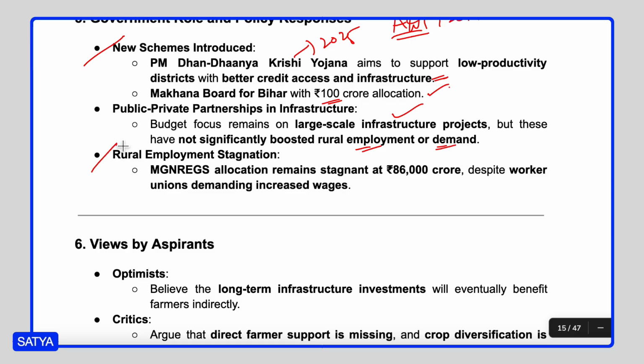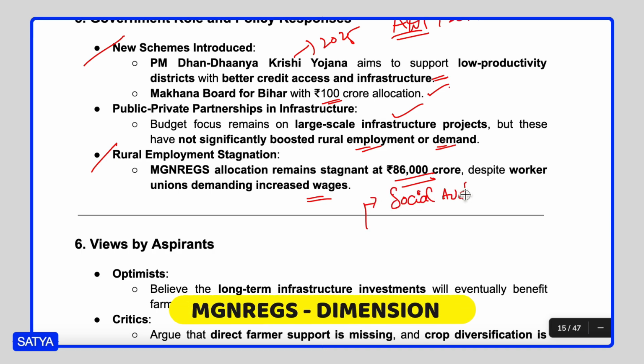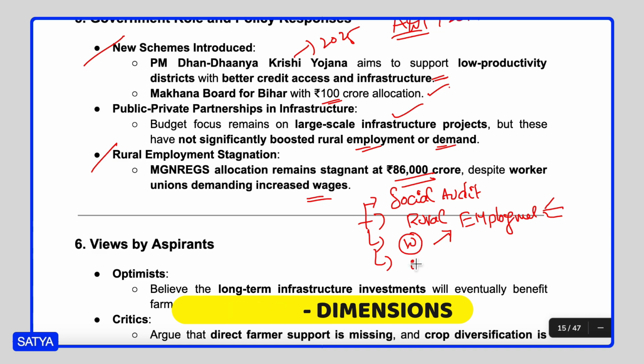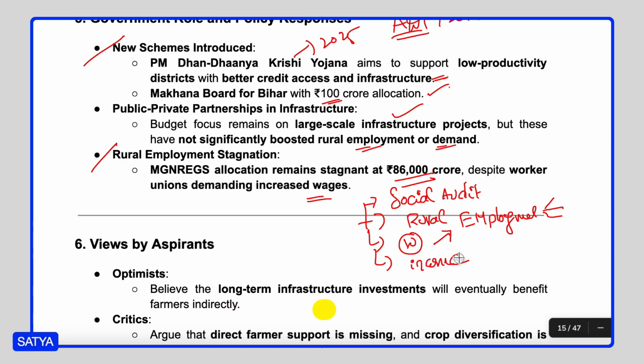When it comes to NREGA allocations, again stagnant. Despite worker unions demanding increased wages, the allocations remain stagnant. It means they are not going to increase wages. So friends, NREGA is one of the important schemes which needs higher allocations, and these concepts help us write various answers. It has social audits, so you can mention that concept in governance, and it helps provide rural employment and women empowerment. Women are accepted as workers, and they are provided daily income support.